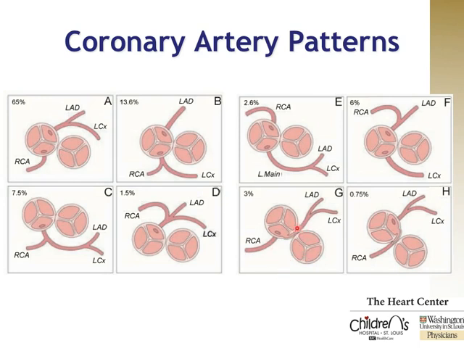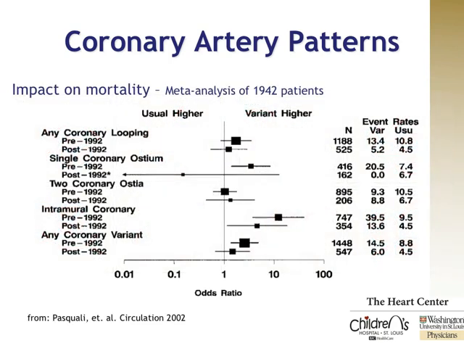And that can be the right or the left. It can just be an LAD. The circumflex can come off with the right. A lot of different variations. But these are the ones that we typically worry about the most in terms of risk. And this is a study that talks about translating those coronary patterns into outcomes risk.